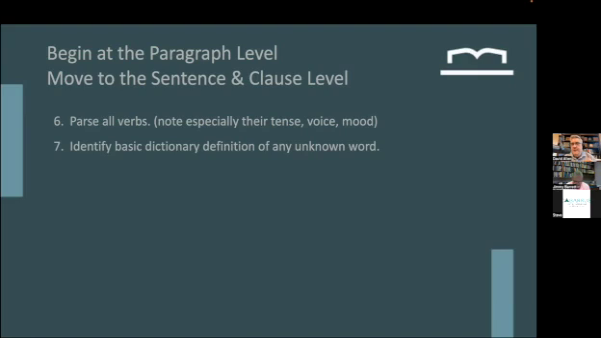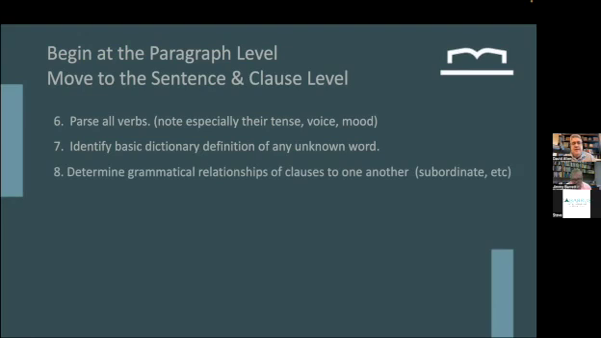If you are unfamiliar with that word propitiation, then you want to look it up in a basic English dictionary and identify its meaning before you go further. Later, you'll probably do a full word study of that word, because it's a very important word for atonement in the New Testament. But right now, you just want to make sure you understand the word. So you want to identify the basic dictionary definitions of any unknown word. Just a simple step, but an important step. That's step number 7.